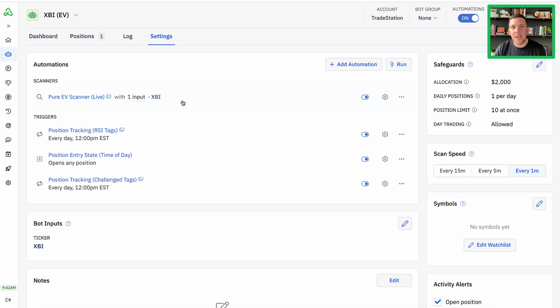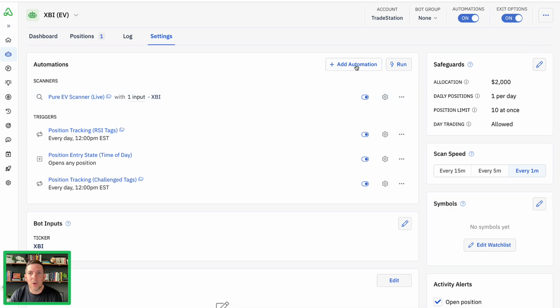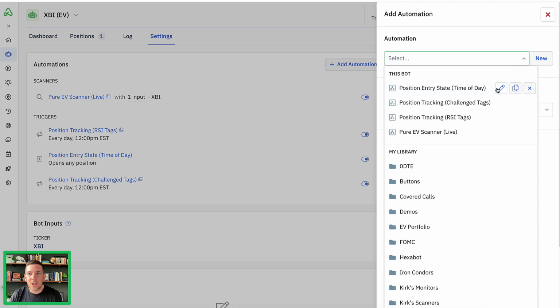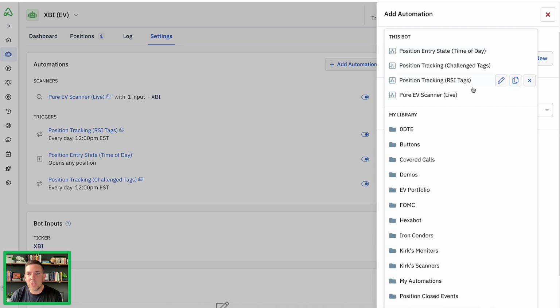And the reason that you can add it to any bot is because it is literally a bolt-on automation. I call it a bolt-on because it's meant to just simply get added to any automation and be a monitor for risk management. So let's say you have some automation that's running a scanner and you've got some positions. You want to go to Add Automation. And then once you save this automation, you can save it from the post that I'll link to in the bottom of the description.